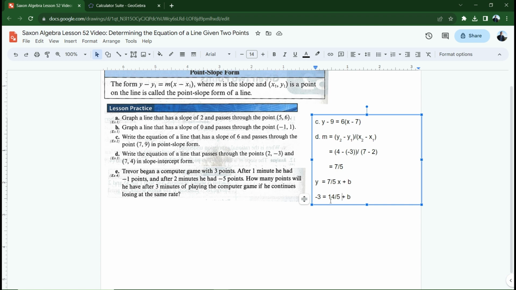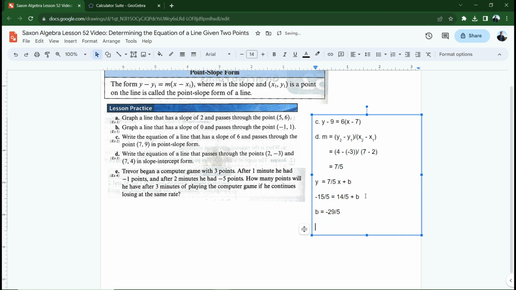14 fifths, let's see, in order to do this, I'm going to change this side into fifths. Negative 3 is the same as negative 15 fifths. And I'm going to be subtracting 14 fifths from both sides. So what I'm going to get is b is equal to negative 29 over 5. B equals negative 29 over 5.